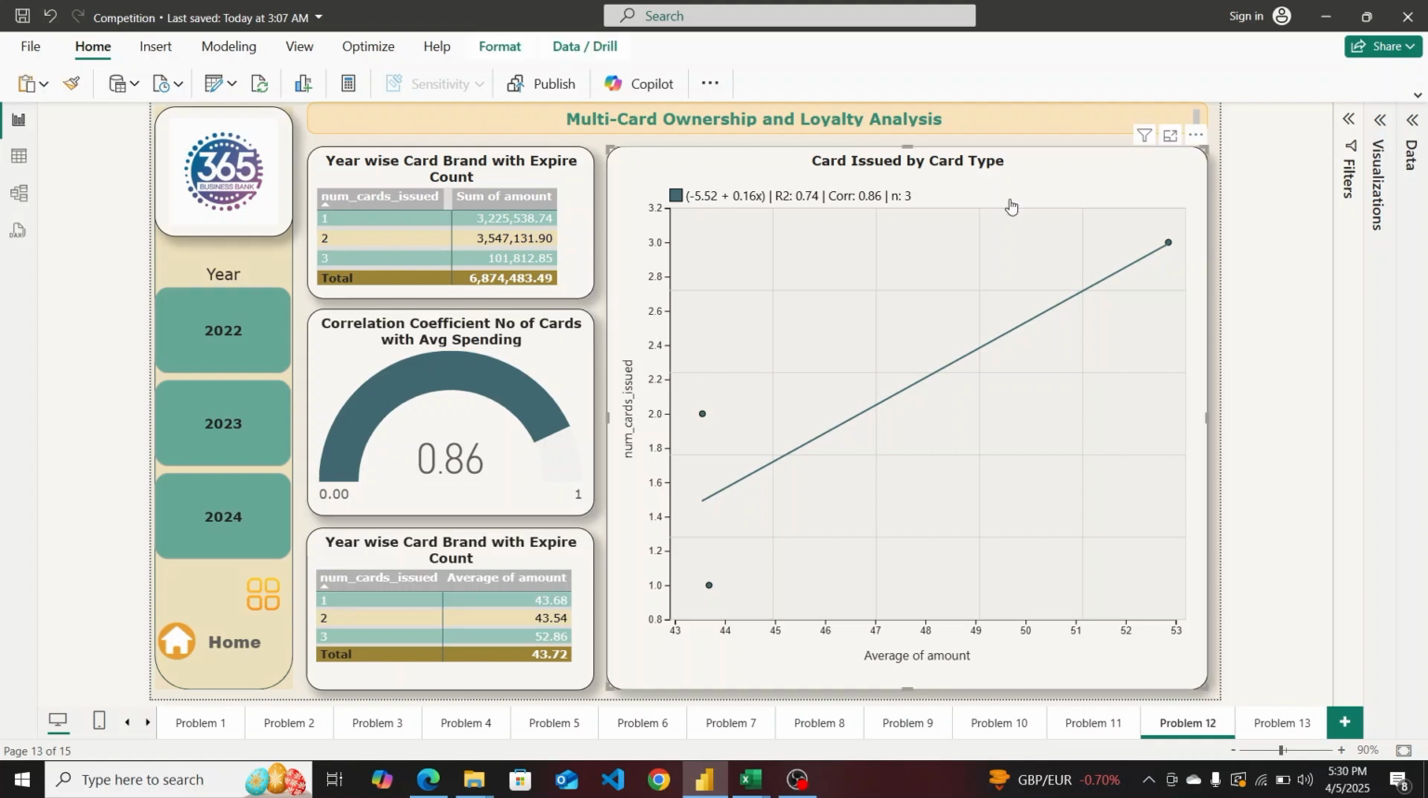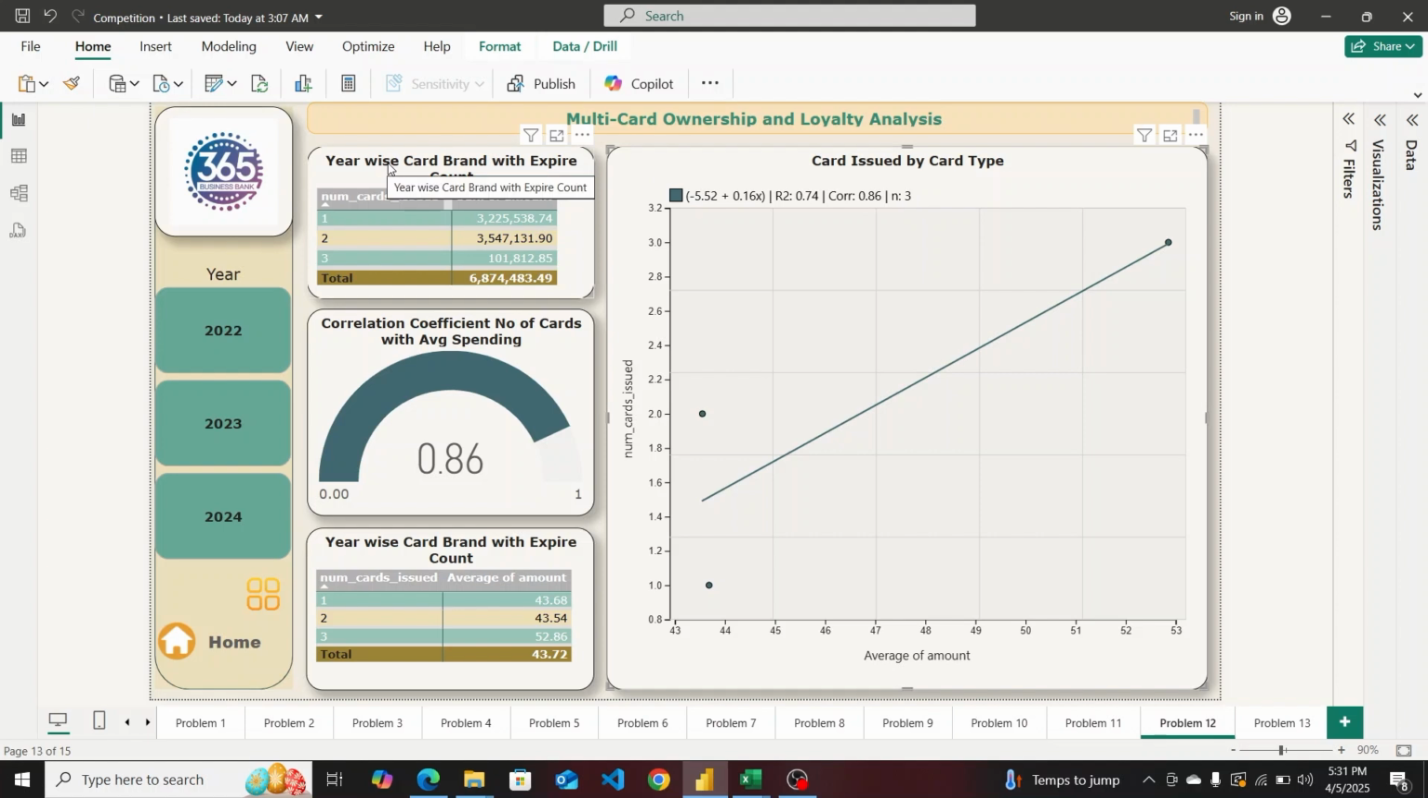This is problem 12, which is multi-card ownership and loyalty analysis, in which the card issued by type chart shows the regression between number of cards and the average amount. It shows that when the number of cards issued to the cardholder has increased, the average amount of spending also increased. The relationship shows a correlation coefficient of about 0.86, and the R square is 0.74, which is a very good model.